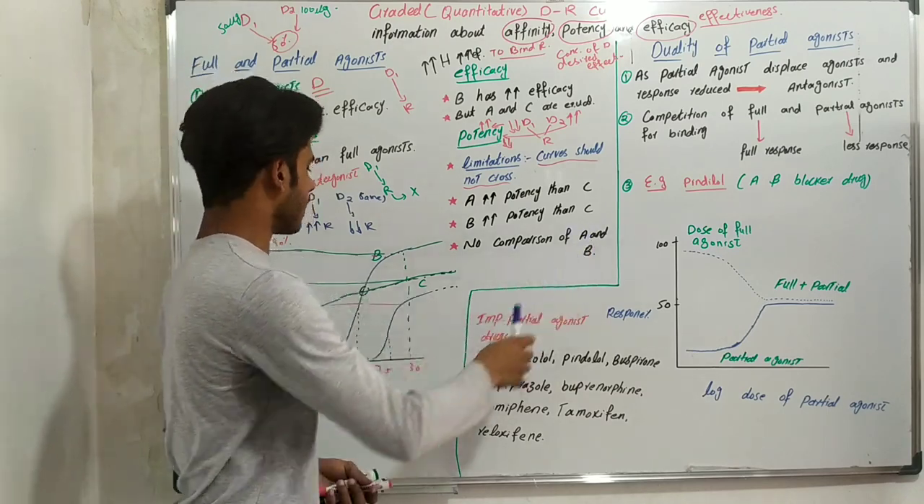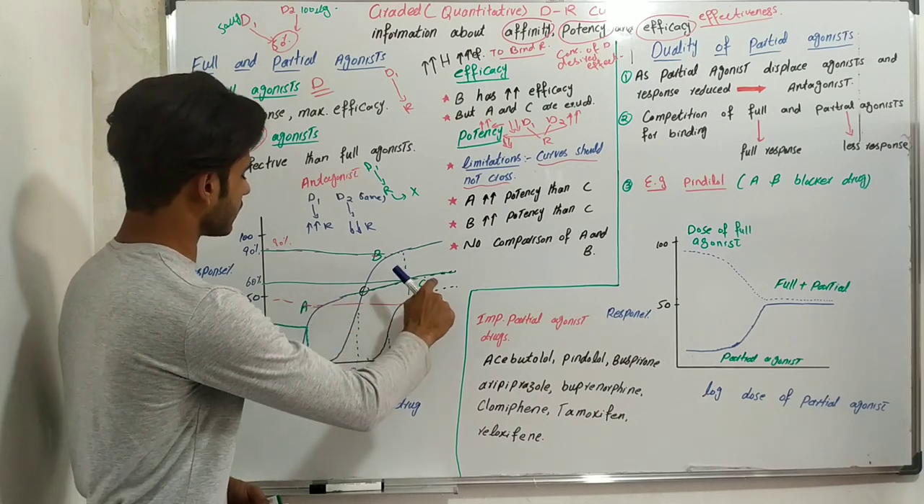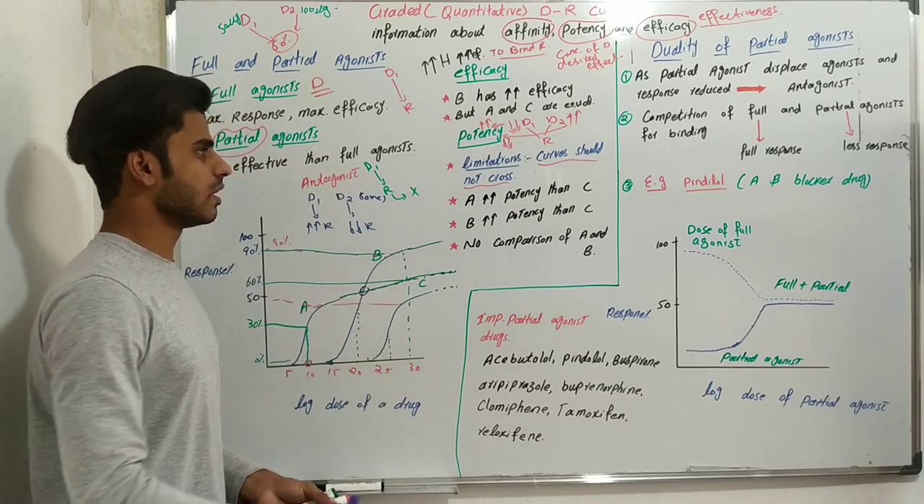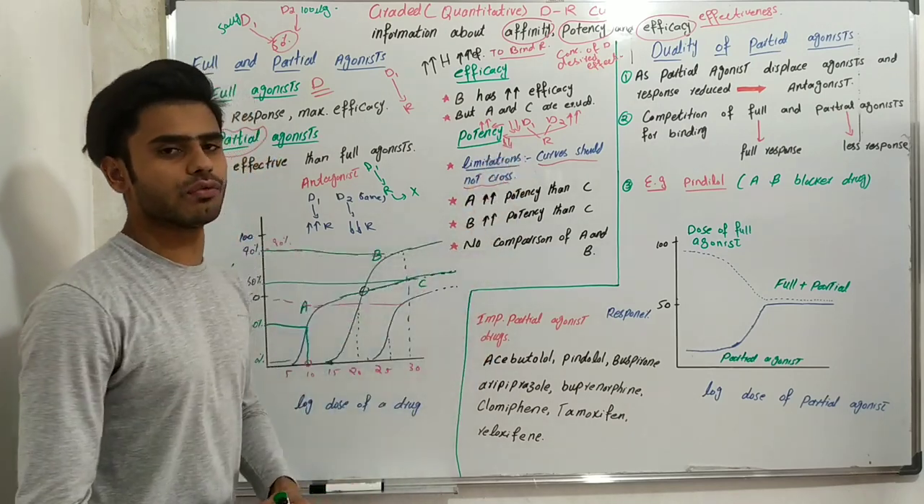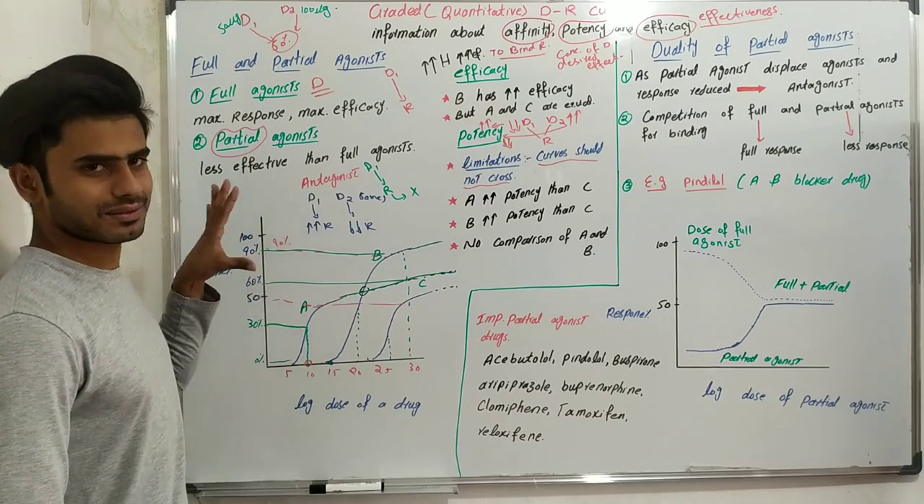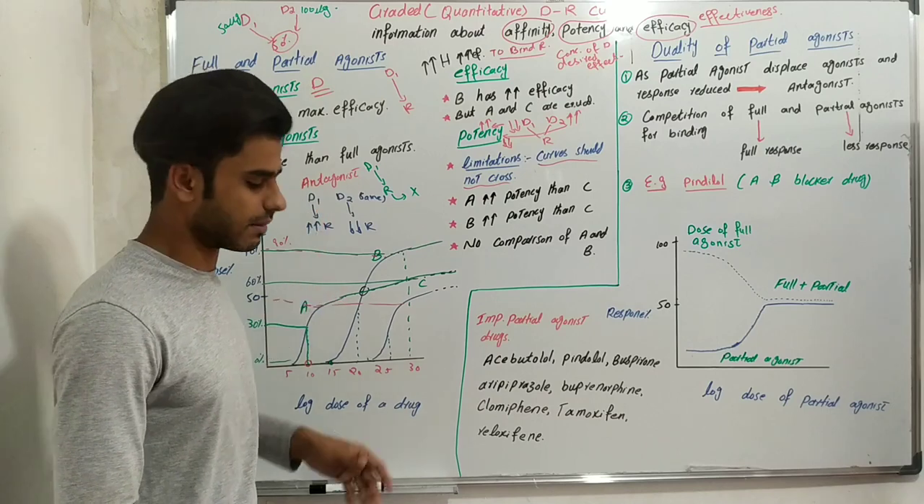Now we will compare A and B. This is A and B. As you can see, if we increase the concentration of A and also B, then these both will cross each other. As they are crossing each other, we are not able to compare these two drugs. So that was the main concept about full and partial agonists. I think now it is understandable for you.